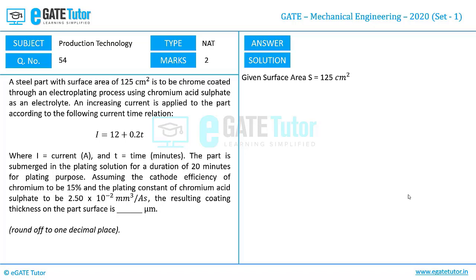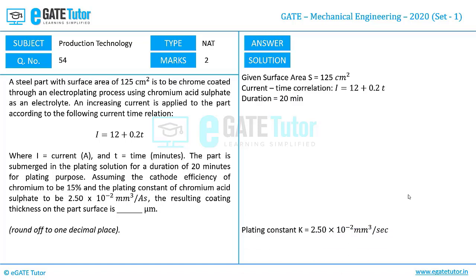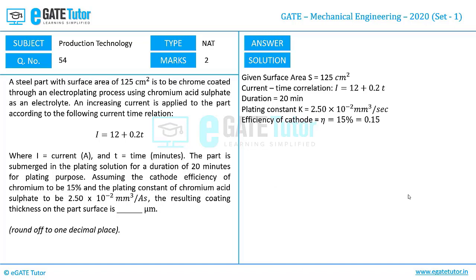The given current-time relation is I = 12 + 0.2T. It is given that it is done for a duration of 20 minutes. And the plating constant is given as 2.5 × 10⁻² mm³ per ampere second. Let us consider that as K. Efficiency of the cathode is given as 15%, which is nothing but 0.15.